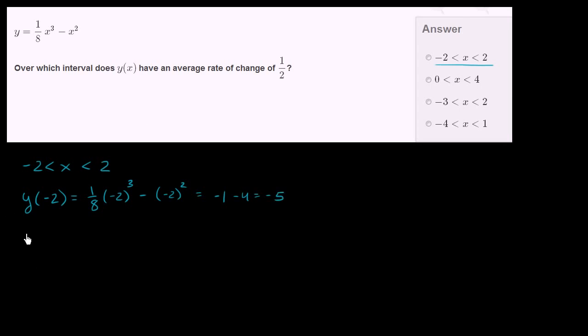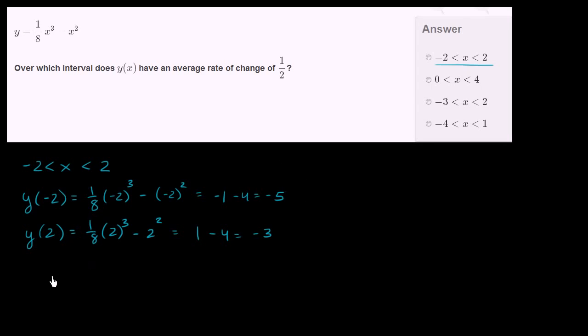And y of 2 is equal to 1/8 times 2 to the third power minus 2 squared, and that's going to be equal to 1/8 times 8 is 1 minus 4, which is equal to -3. So if you want to find your average rate of change, you want to figure out how much does the value of your function change and divide that by how much your x has changed.